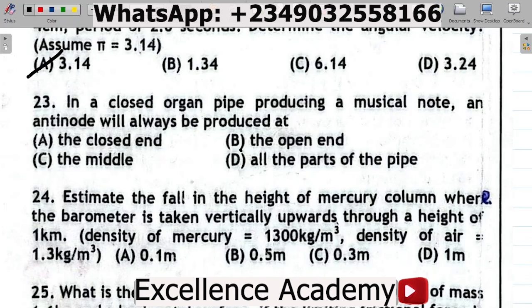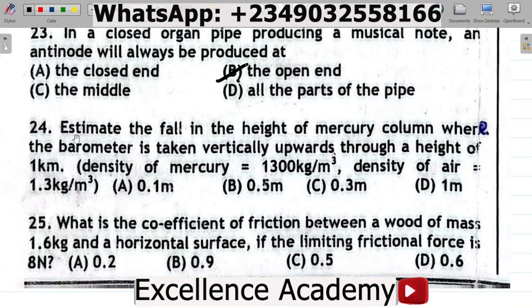So the correct answer to this question is D, open end, B. That's your correct answer. All right, question number 24.